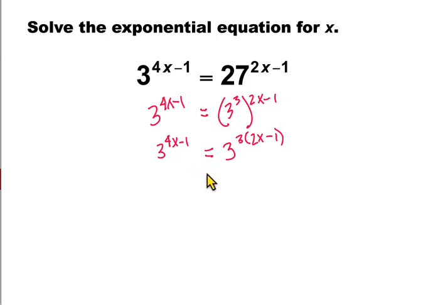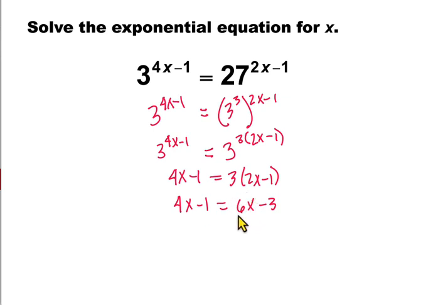Notice that with this form of the equation, both terms have the same base, 3. When you have an equation like this, simply create a new equation with just the exponents. So we get 4x minus 1 equals 3 times the quantity 2x minus 1. 4x minus 1, and here we distribute the 3 to the two terms in parentheses, 6x minus 3.